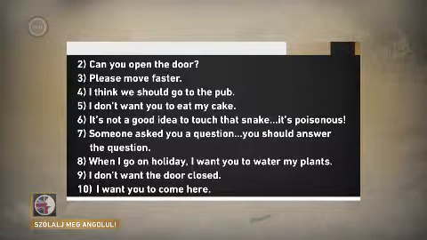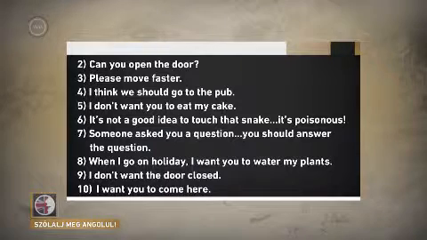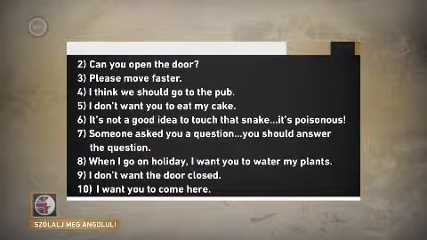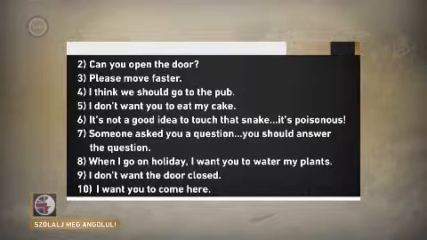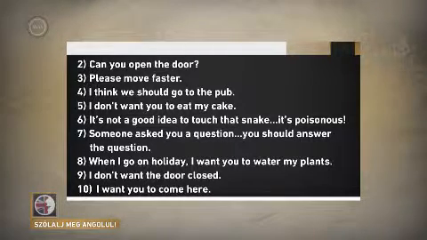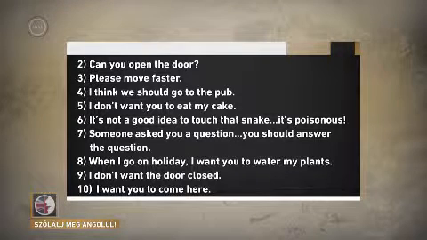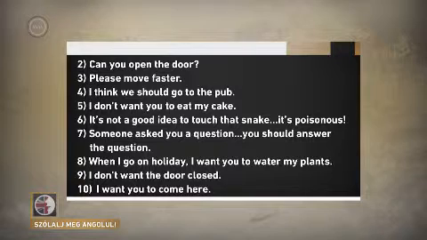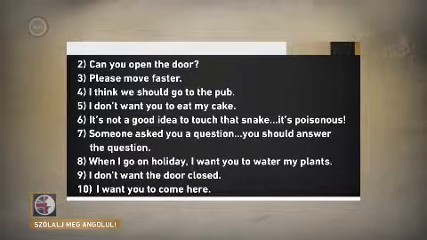I don't want you to eat my cake. It's not a good idea to touch that snake. It's poisonous. Someone asked you a question. You should answer the question. When I go on holiday, I want you to water my plants. I don't want the door closed. I want you to come here.